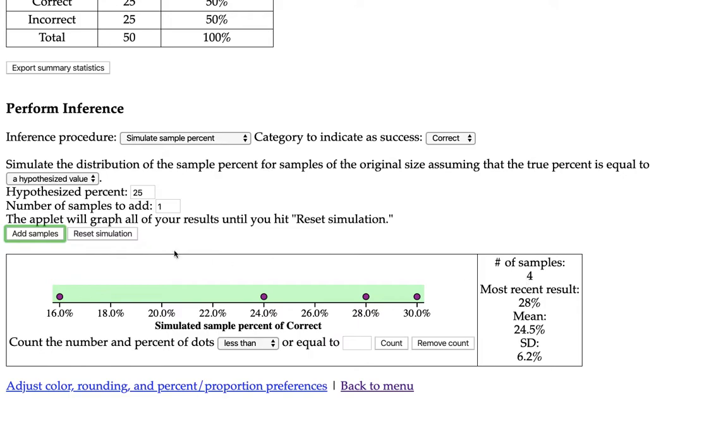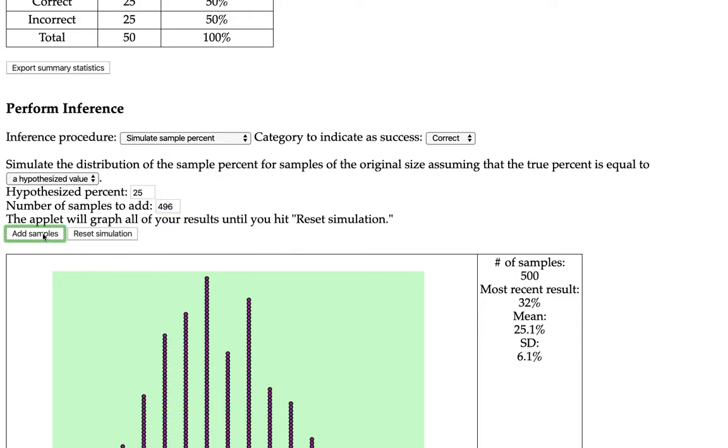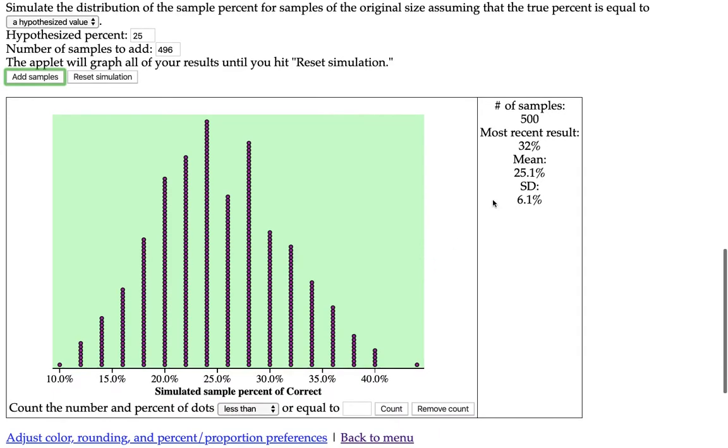I am going to add here another 496 tests. So this will be Jake sitting down for hours and hours and hours and just taking this 50 question multiple choice test and randomly guessing another 496 times. So let's see what happens when I add those in. So you can see over here, I now have 500 tests. So Jake has taken it 500 times. The average score on all of his tests is a 25%, which makes sense because we expect him to score a 25%. He's just randomly guessing.